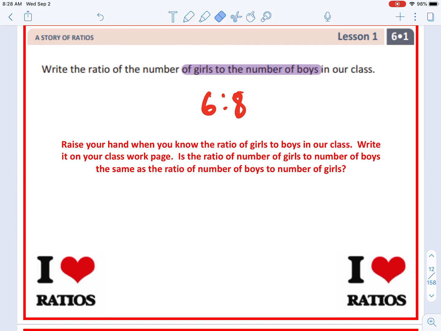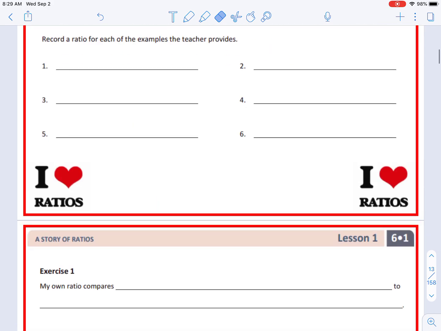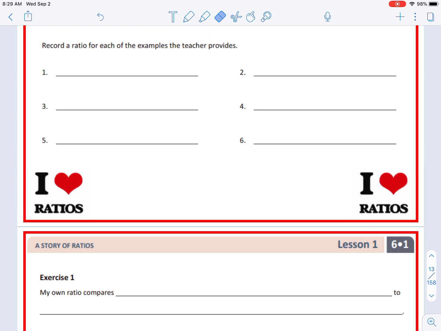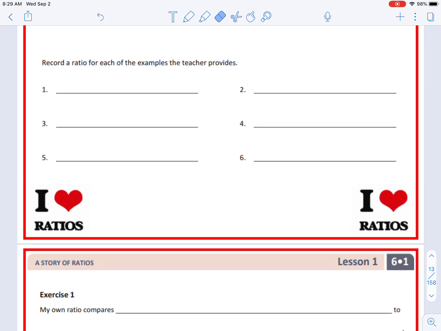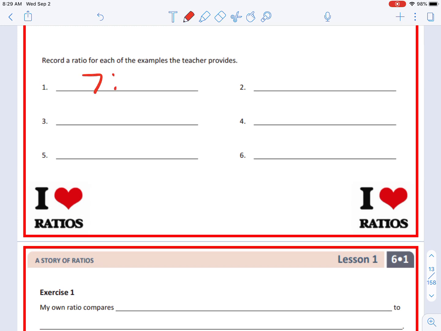Okay? Let's move on. So record a ratio for each of the examples the teachers provide. Okay, so we'll just go through this together. If there is a baseball team, there are 7 pitchers and 15 regular players. I want to know the ratio of pitchers to regular players. So the ratio would be 7 to 15. Okay? Now I want to know the ratio of regular players to pitchers. And that would be 15 to 7.